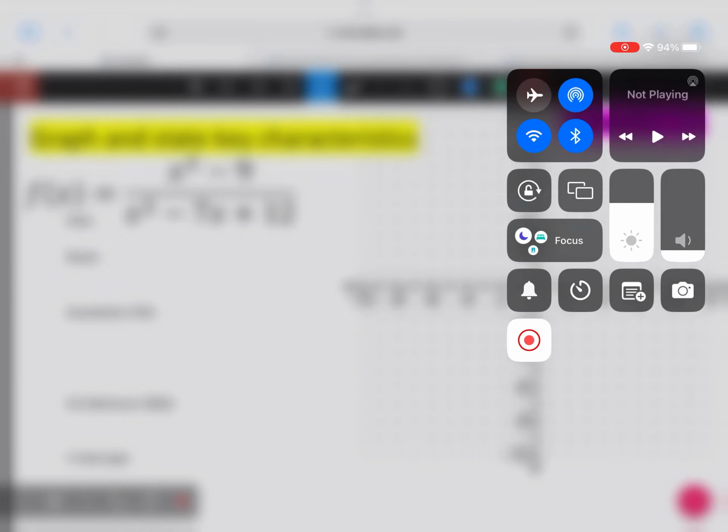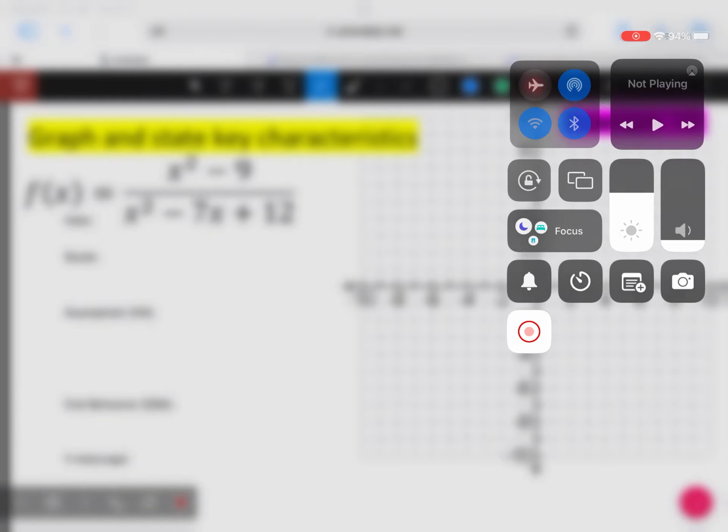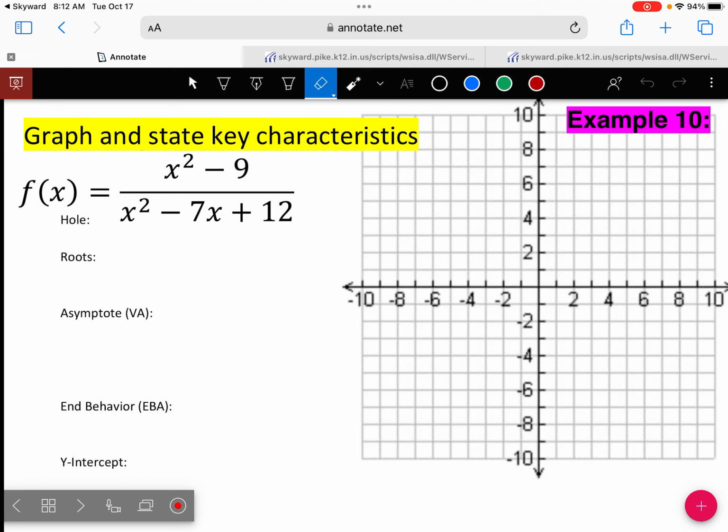Factor down this quadratic top and bottom. Factor down the x squared minus 9. Factor down x squared minus 7x plus 12.